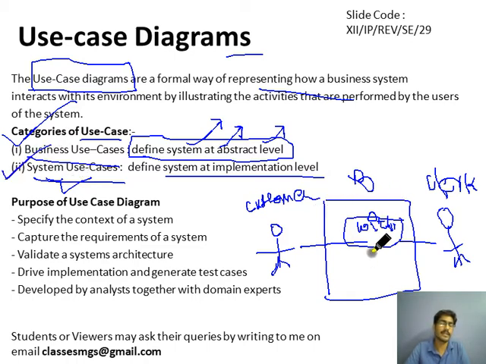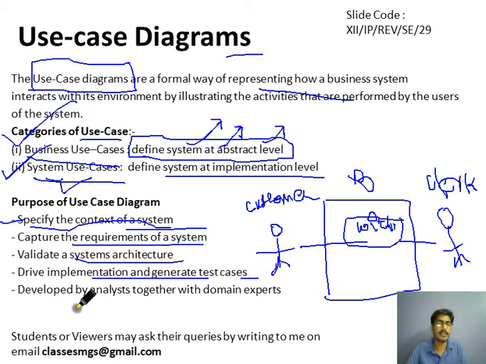We will see how this diagram can be constructed. It specifies the context of the system and its purpose. It defines how the system will work and who the users are. It captures the requirements of the system, how the system will be developed, through this use case diagram. It will help to validate the system architecture. So these are some of the features that are given.